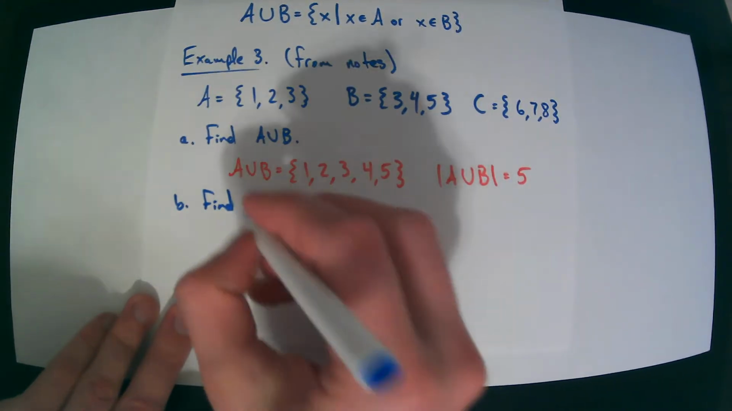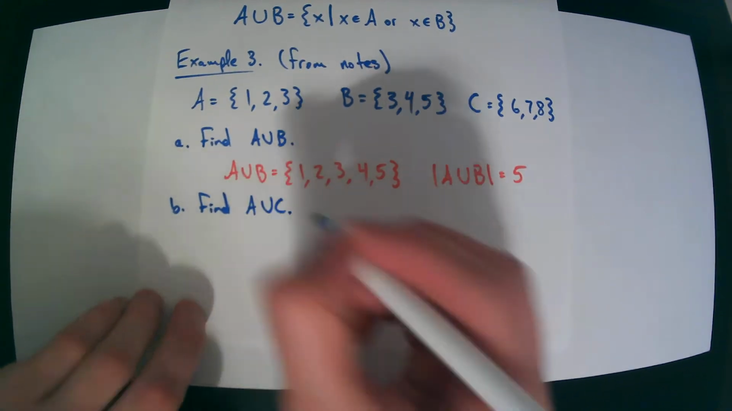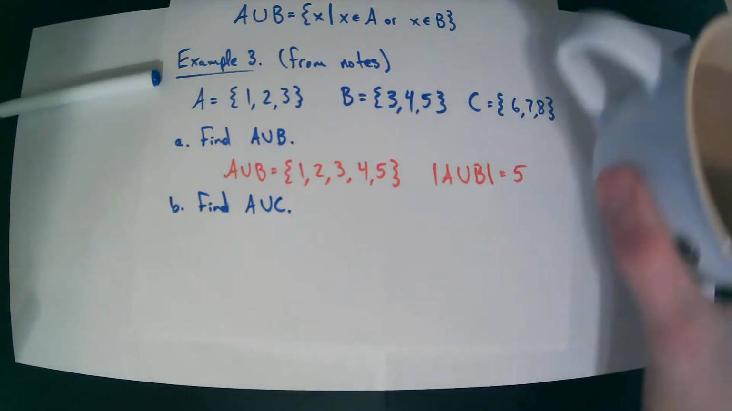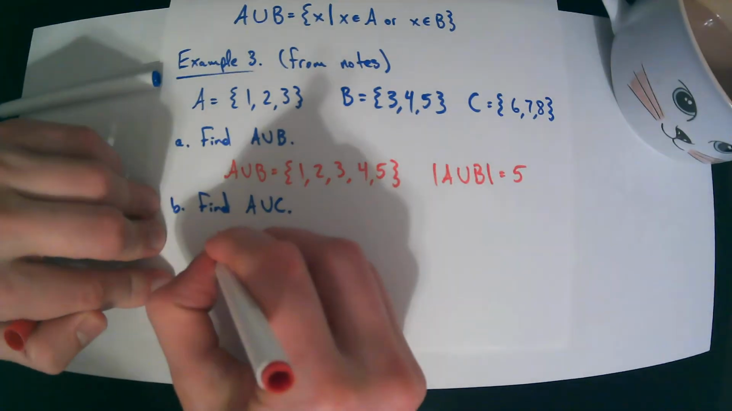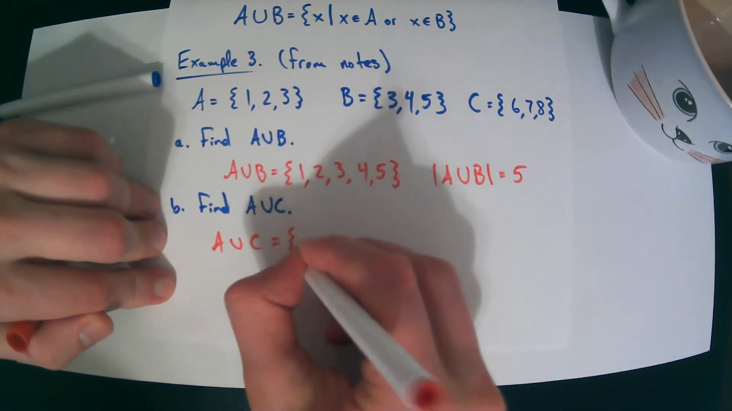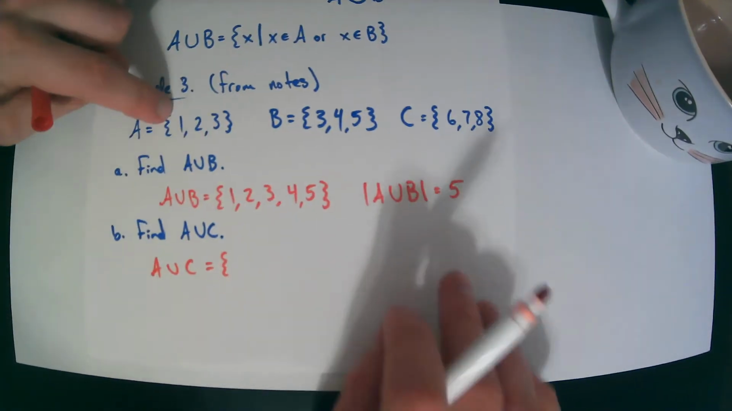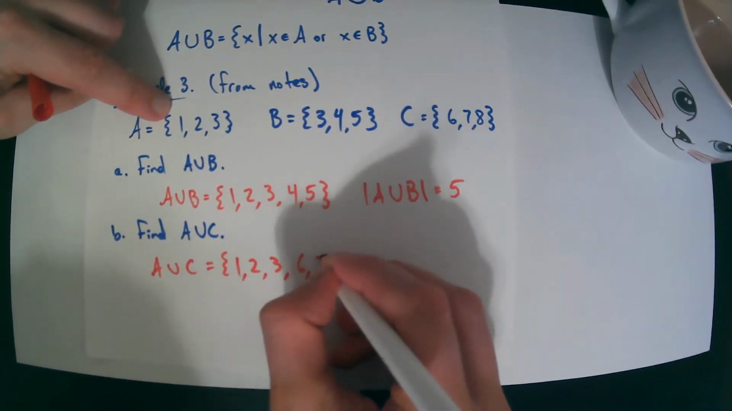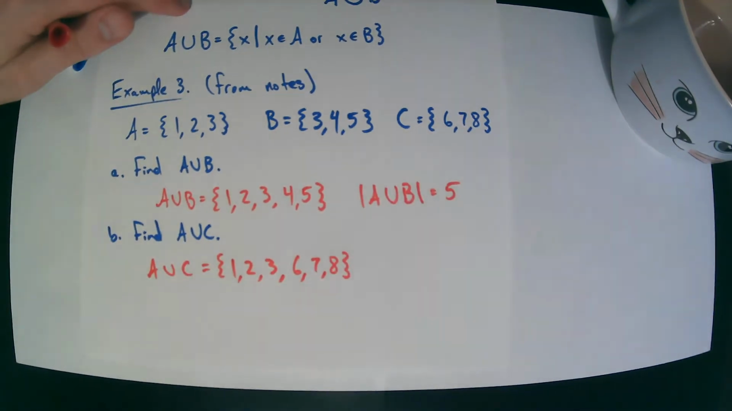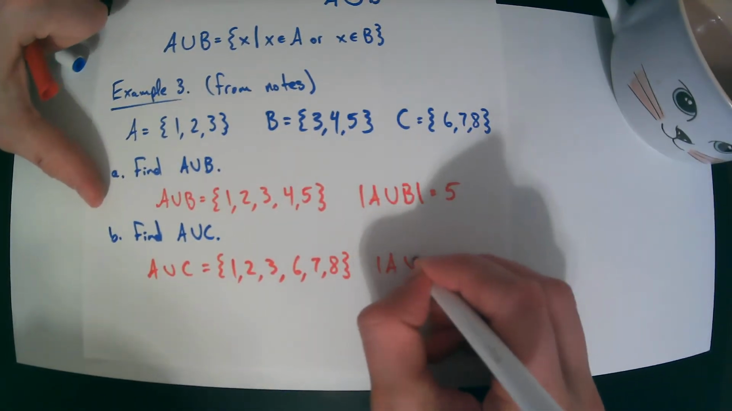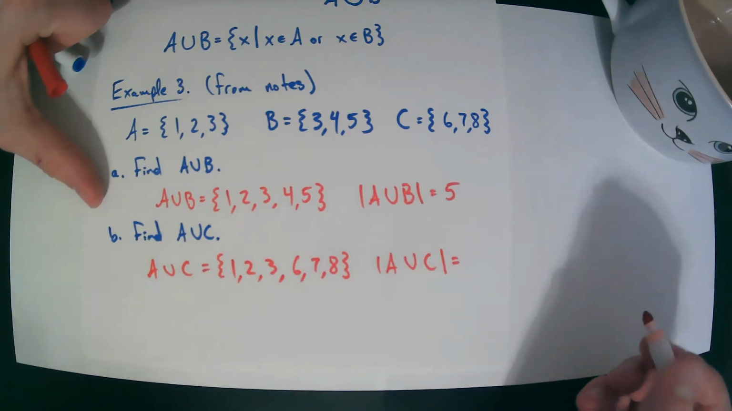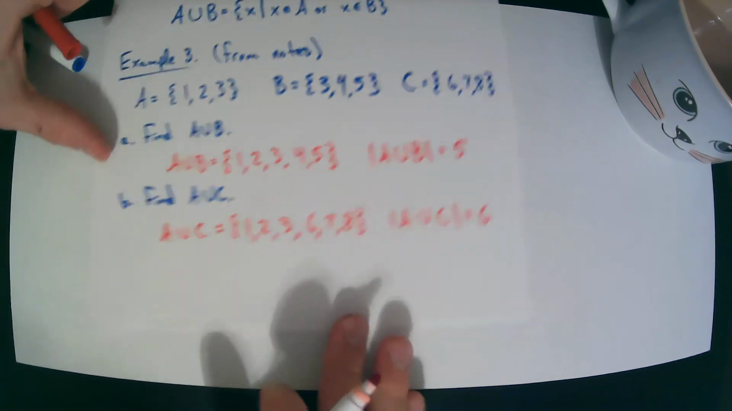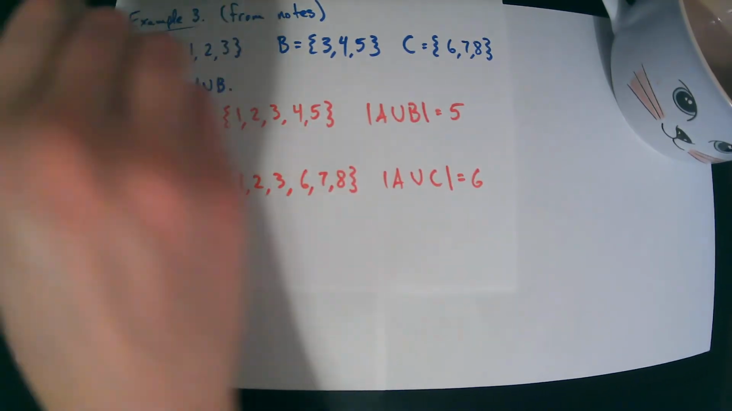Find A union C. A union C is going to be the set of all things in A or in C. So 1, 2, just kind of gluing the sets together. There we go. And just for extra practice, it didn't ask for this, but what is the cardinal number of A union C? 1, 2, 3, 4, 5, 6. 6 items, or 6 elements. You get it. Good.